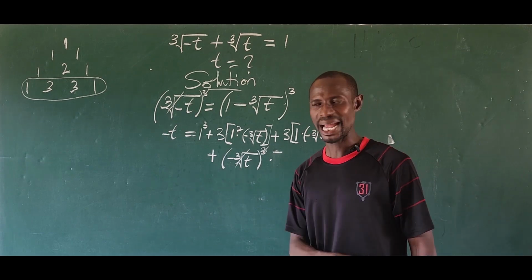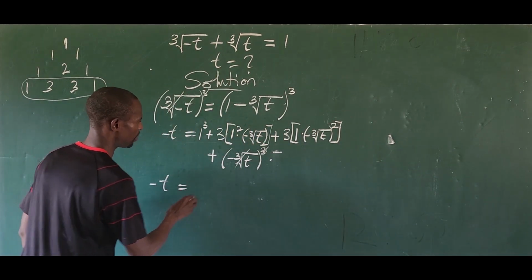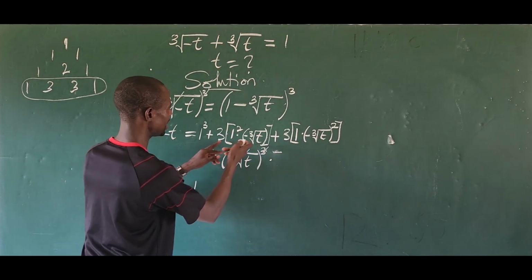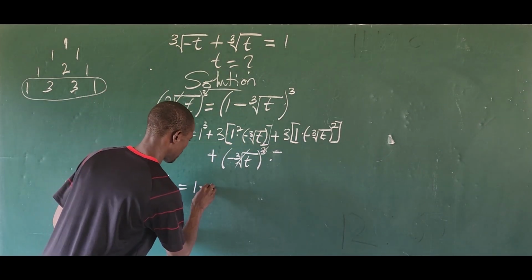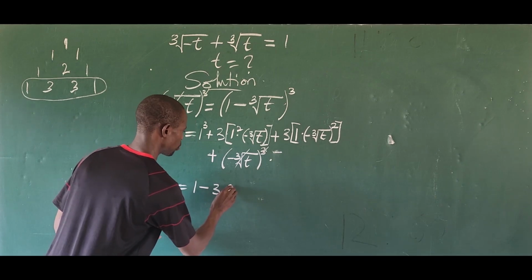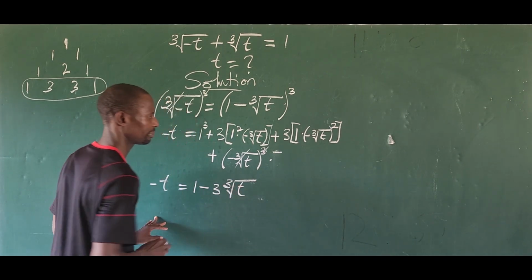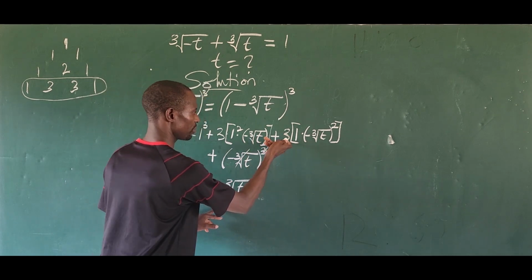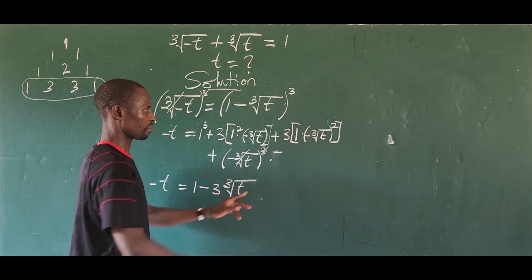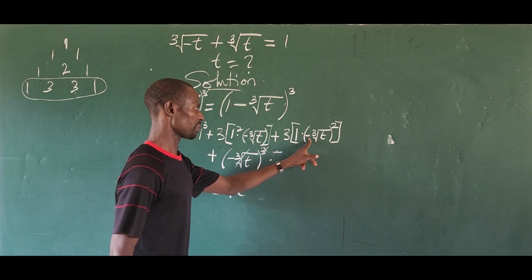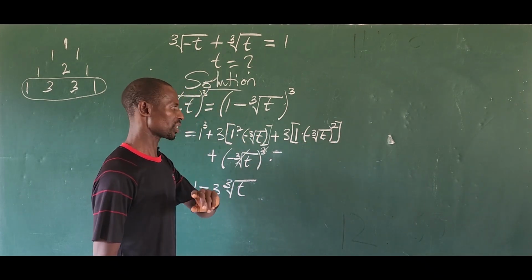So we are left with minus t. On this side, minus t will now be equal to 1. Then this minus will come out of the system to give us minus 3 into the cube root of t. Okay, then we come to this other side. This 1 times everything will give us the same. But these two, we multiply this minus 1 into 2 times, that will give us positive.